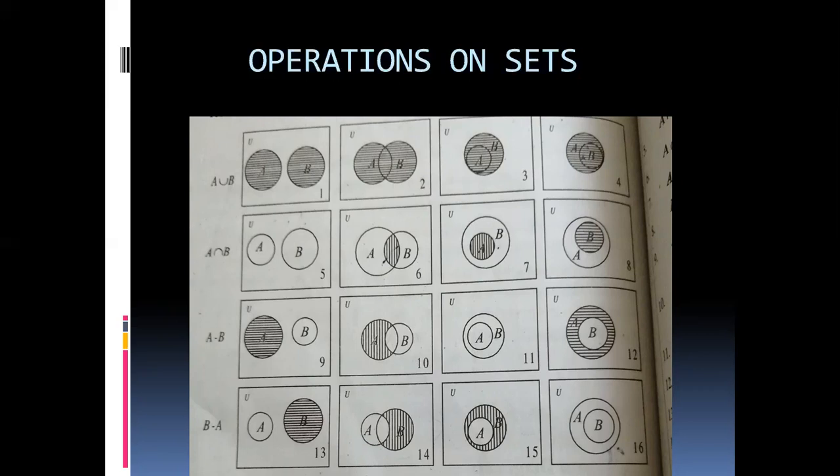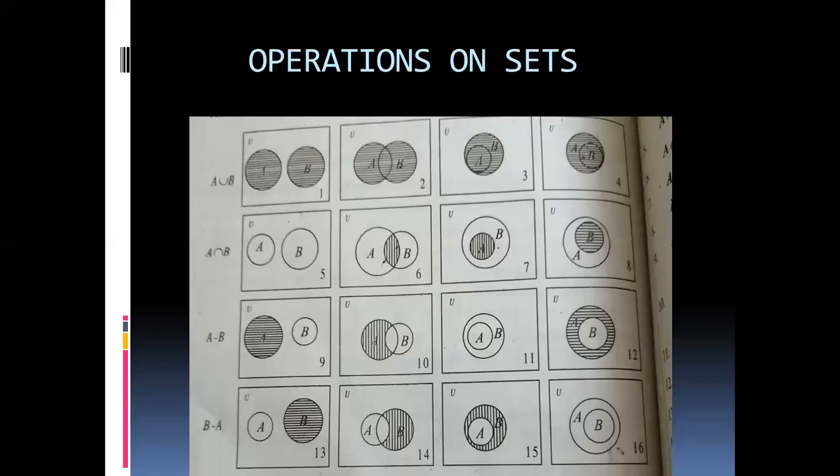Then next, A intersection B, come to the 5th rectangle. A intersection B, definitely there is no element common, so no shaded area will be there. Then A minus B. A minus B means all those elements of A which are not present in B. Definitely they are disjoint, so we shade only A because there is no element common. Then B minus A, those elements of B which are not present in A, so definitely we shade the circle B. Is it clear to you?